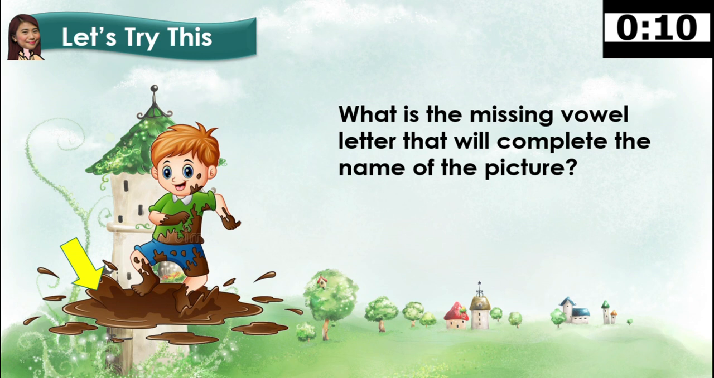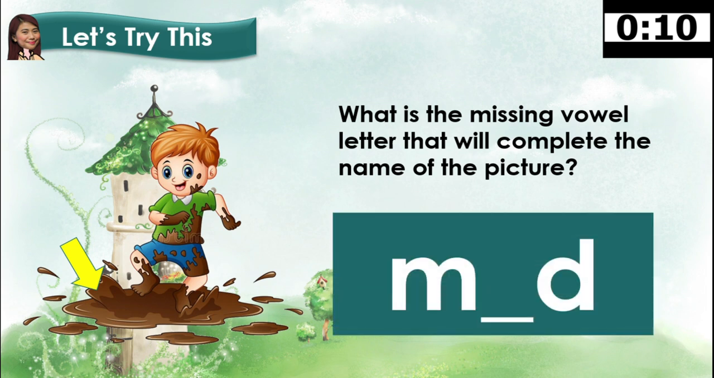Next one. What is the missing vowel letter that will complete the name of the picture? Comment now your answer. And the missing vowel letter is U, with the sound of O. Again, O. Very good. Now let us read the word. Mud. Again, mud. Very good.